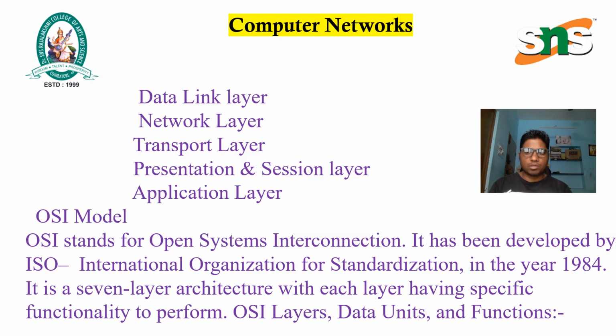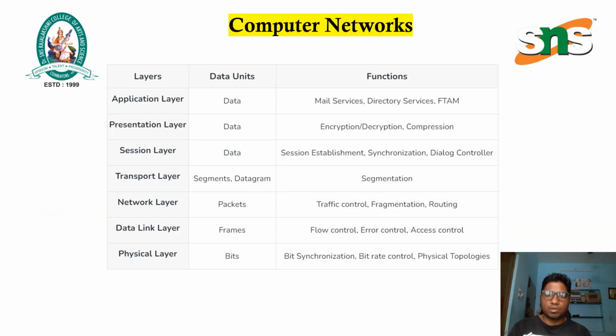OSI stands for Open Systems Interconnection. It was developed by ISO, the International Organization for Standardization. It is a seven-layer architecture, in which each layer has a concept, a data unit and a functional unit. I will explain this in a table of layers, data unit, and function.